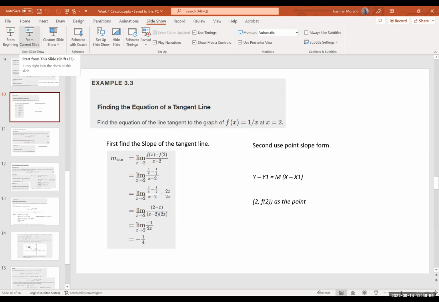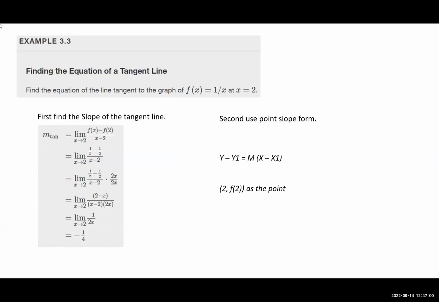All right, this is where we left off in class. We're going to go ahead and do example 3.3, which says finding the equation of a tangent line. To find the equation of a tangent line, we need the slope of the tangent, which I'm going to run you through this process. And then we need to use point slope form to figure out the equation of the line of the tangent.